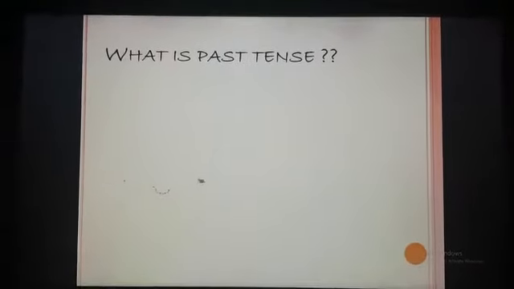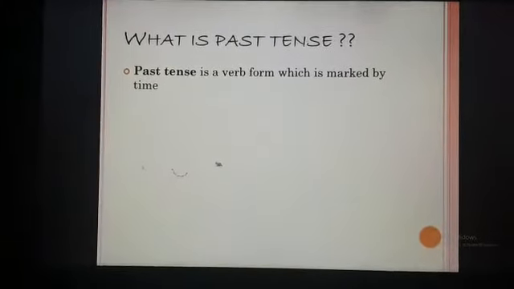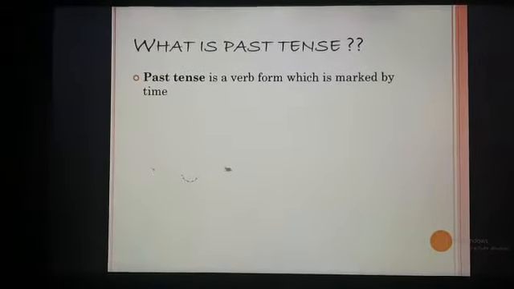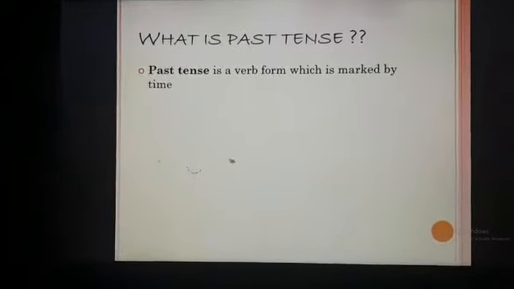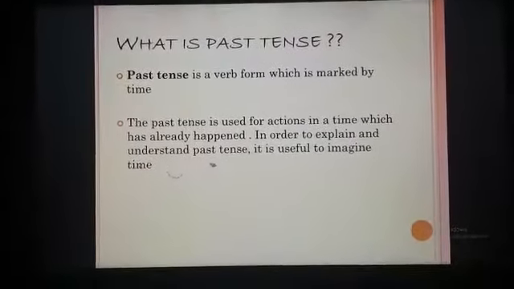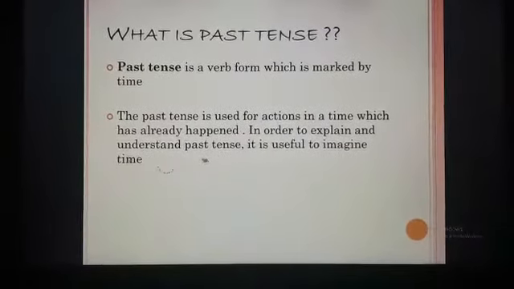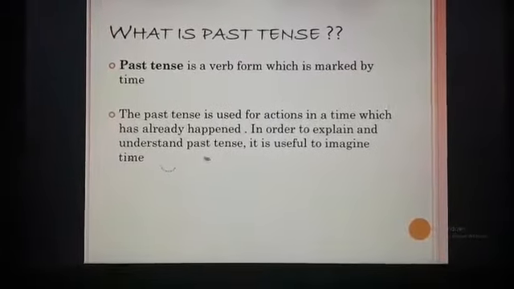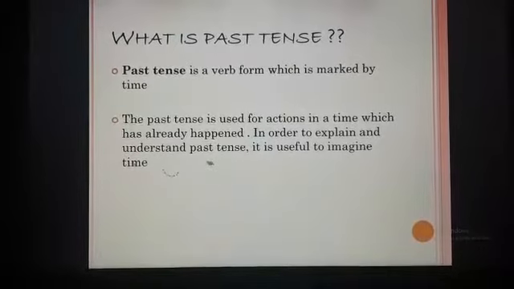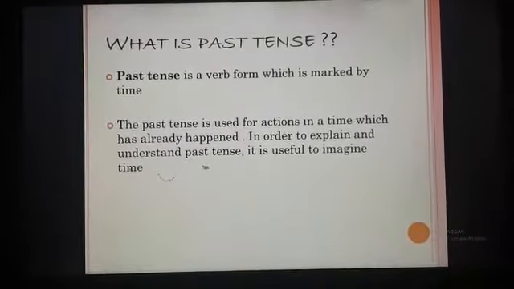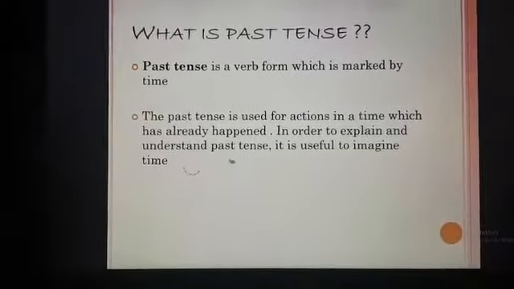What is the past tense? Past tense is a verb form which is marked by time. So it has a time, or it tells you a time. The past tense is used for an action that has happened or already happened. In order to explain and understand the past tense, it's useful to imagine time. So we will imagine what happened through time.